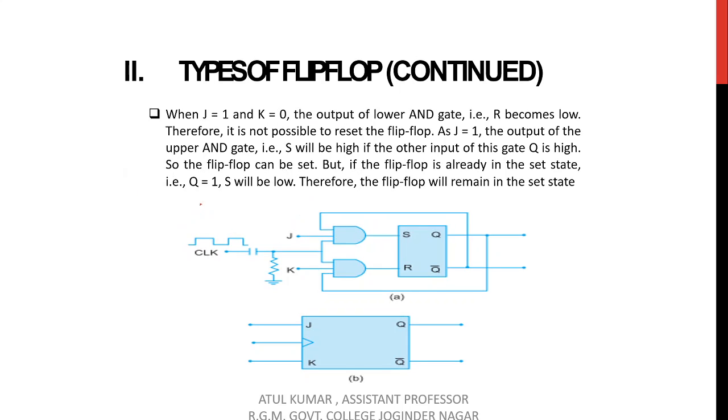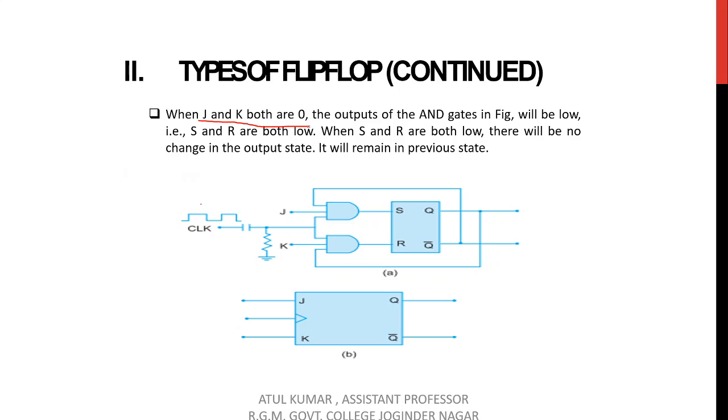In the second condition, we have J and K both equal to 0. Suppose J is equal to 0 and K is equal to 0, and this is an AND gate. Then the output of the AND gate becomes 0 if one of the inputs is 0. So this one is 0 and this one is 0. So the inputs to S and R are also 0. So S is equal to 0 and R is equal to 0, and we have seen that when both S and R are low or 0, there will be no change in the output state. So it will remain in the previous state.